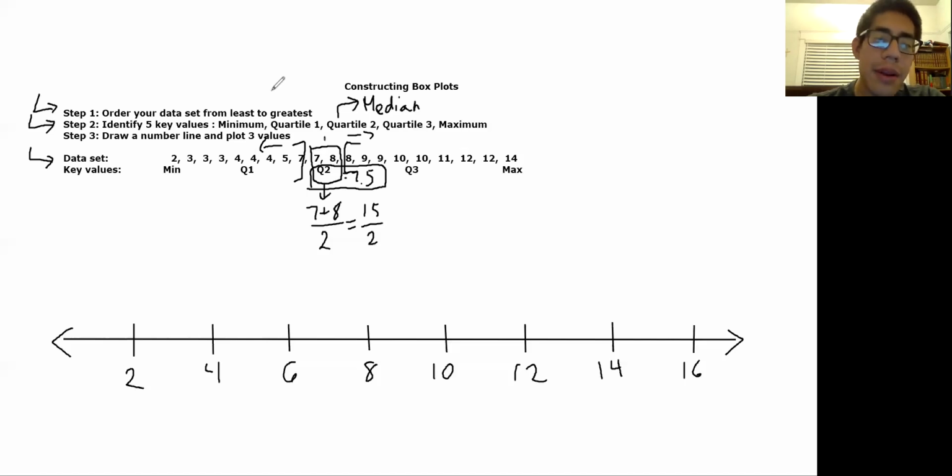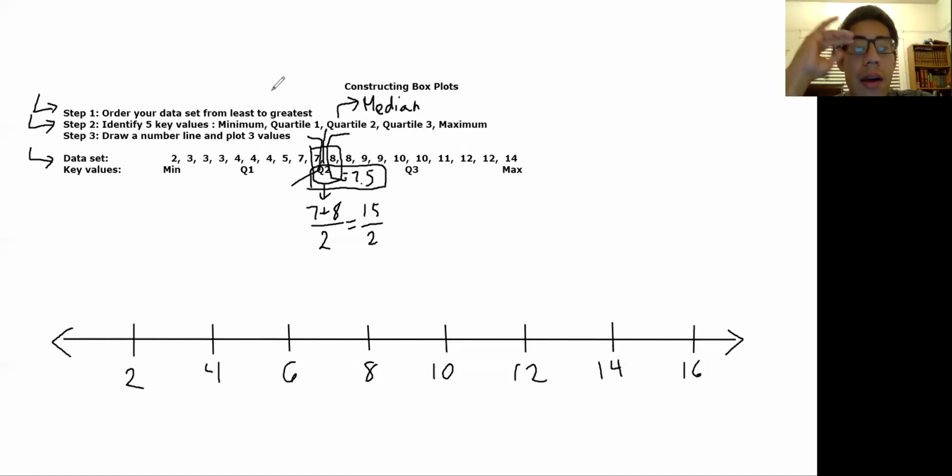Notice something here. I'm going to draw a line right there. 7.5 is actually in between 7 and 8, which means that what I just did here is technically incorrect. Let me go back. There you go. Okay. Because quartile 2 is technically in the middle, that 8 belongs to the right side, and that 7 belongs to the left side.